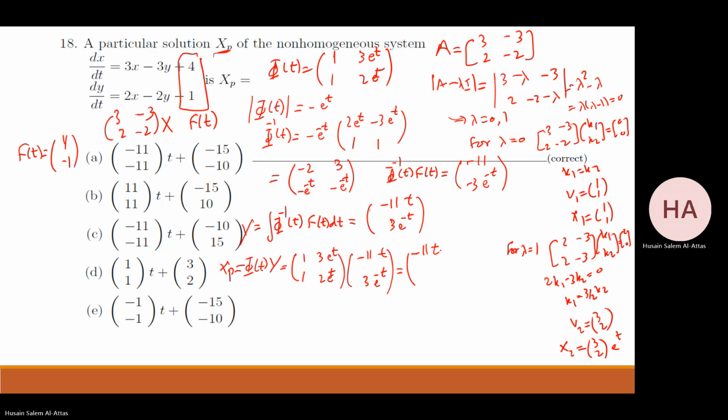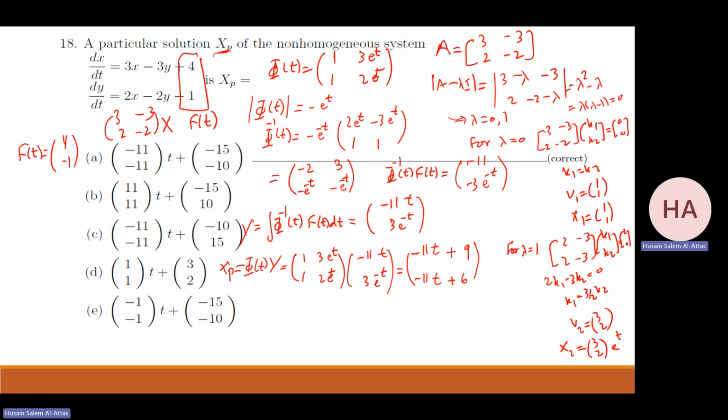This plus 9. First row times the column. It will be minus 11t plus 9. And this is minus 11t plus 6. Yeah. Seems there is a mistake somewhere. Let me double check. 3 minus 3, 2 minus 2.